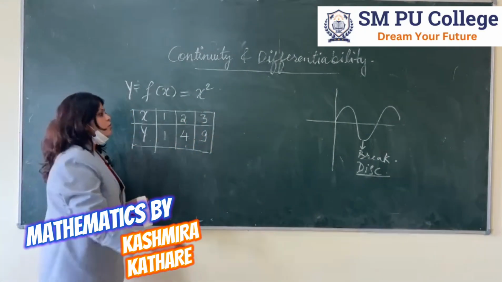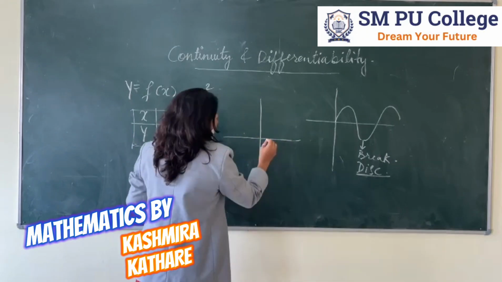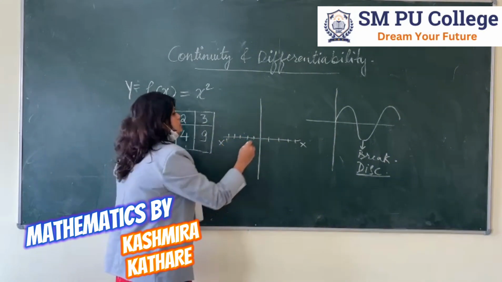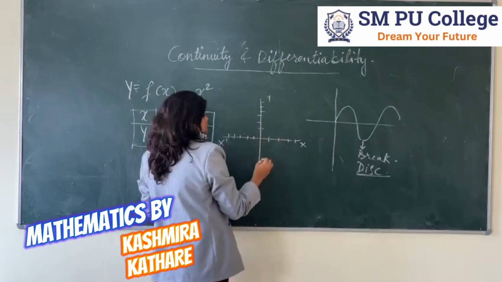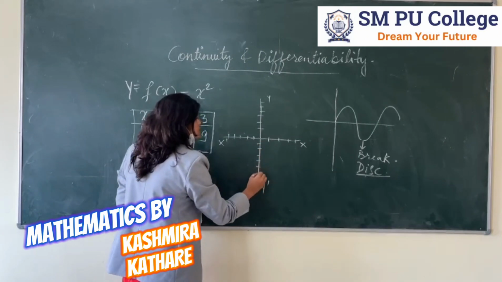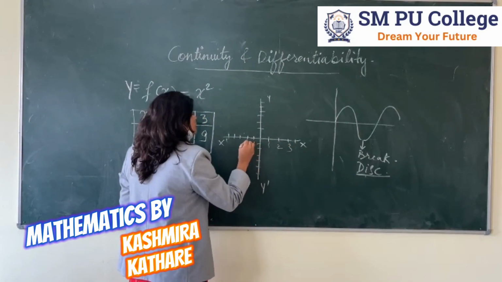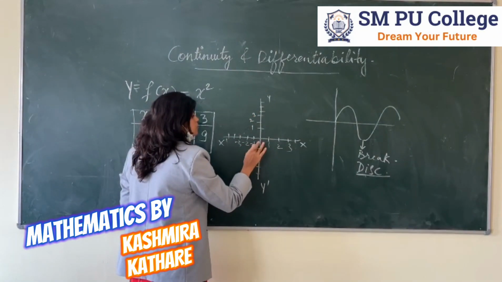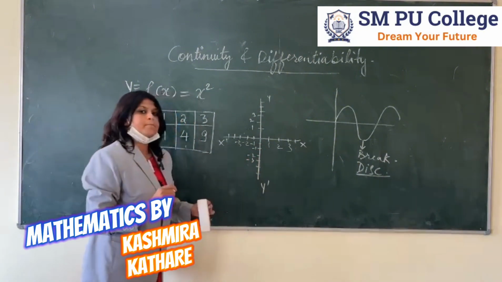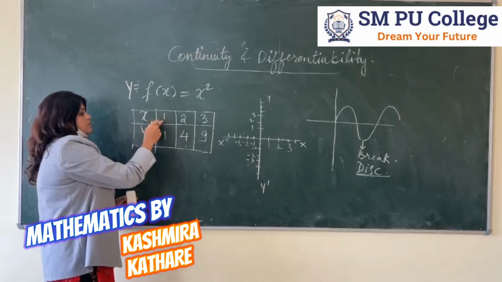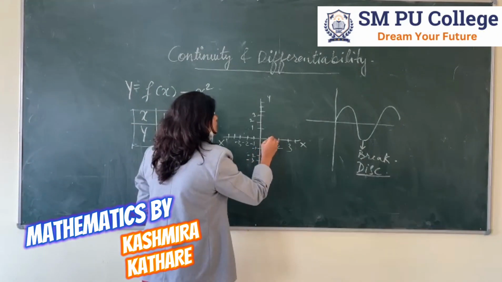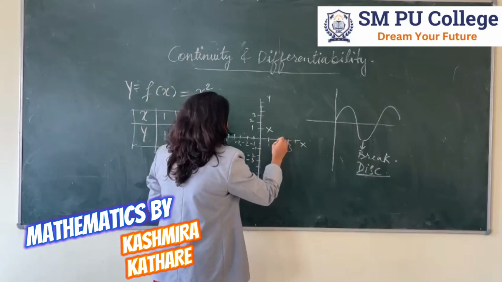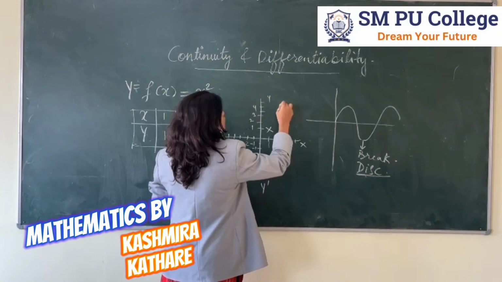And so on. In the graph, these are the positive values of the x-axis, these are the negative values of the x-axis, these are the positive values of the y-axis, and these are the negative values of the y-axis. 1, 2, 3, minus 1, minus 2, minus 3. When we take x as 1, y is 1. When x is 2, y will be 4.